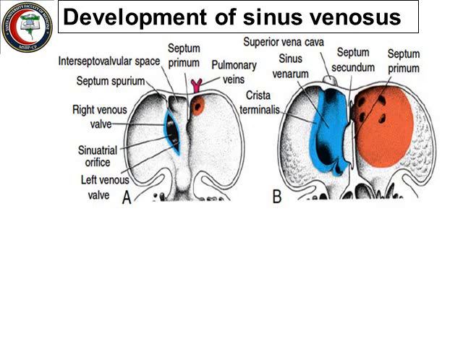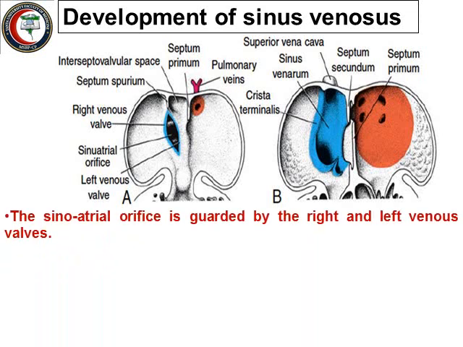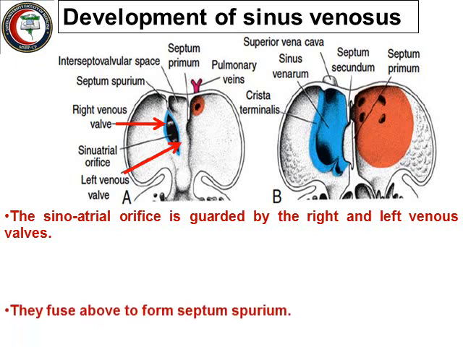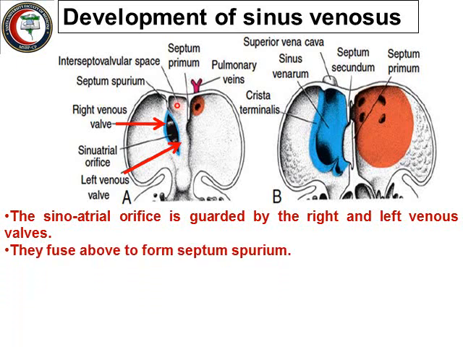Here in this figure, I make a coronal section of the atrium and remove the anterior wall. You see now the posterior wall and the entrance of the sinus venosus, which is called the sinoatrial orifice. This is guarded by the right and left venous valves. They fuse with each other to form the septum spurium.